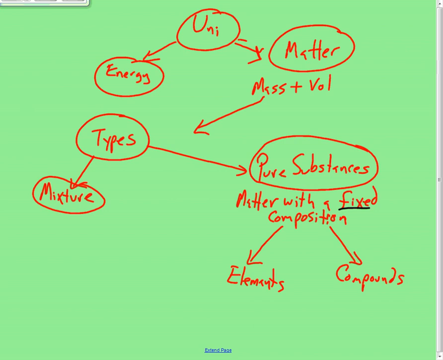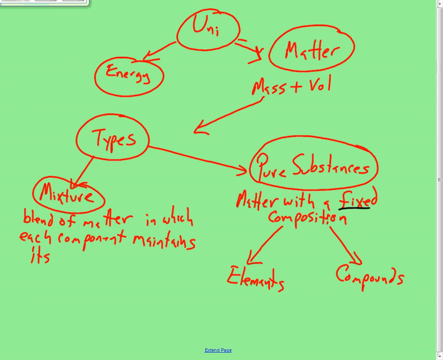Let's look at our mixtures. What's a good definition of a mixture? A mixture is a blend of matter in which each component maintains its identity. An example of this might be if we drop some sodium chloride in water. Sodium chloride will dissolve, and that makes a mixture.